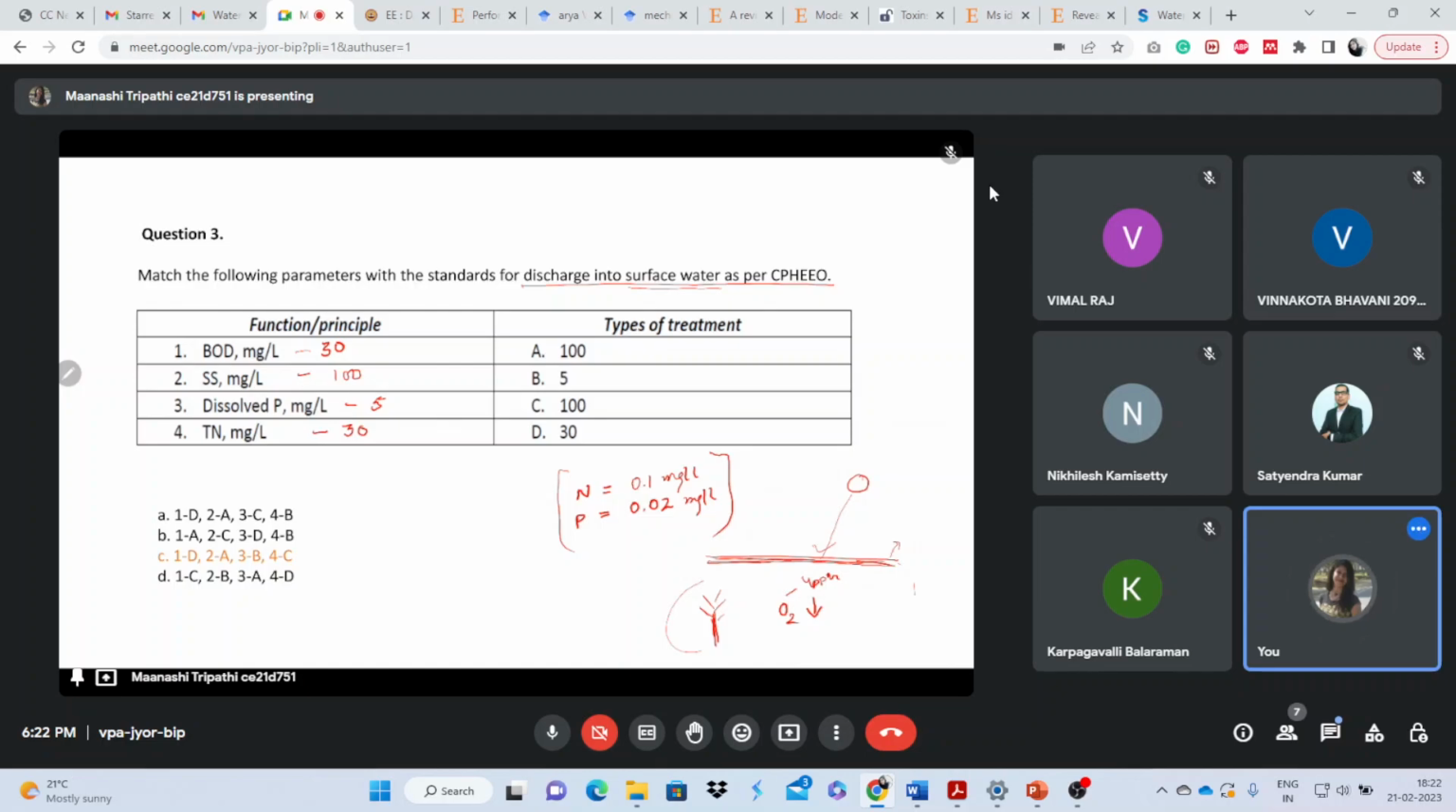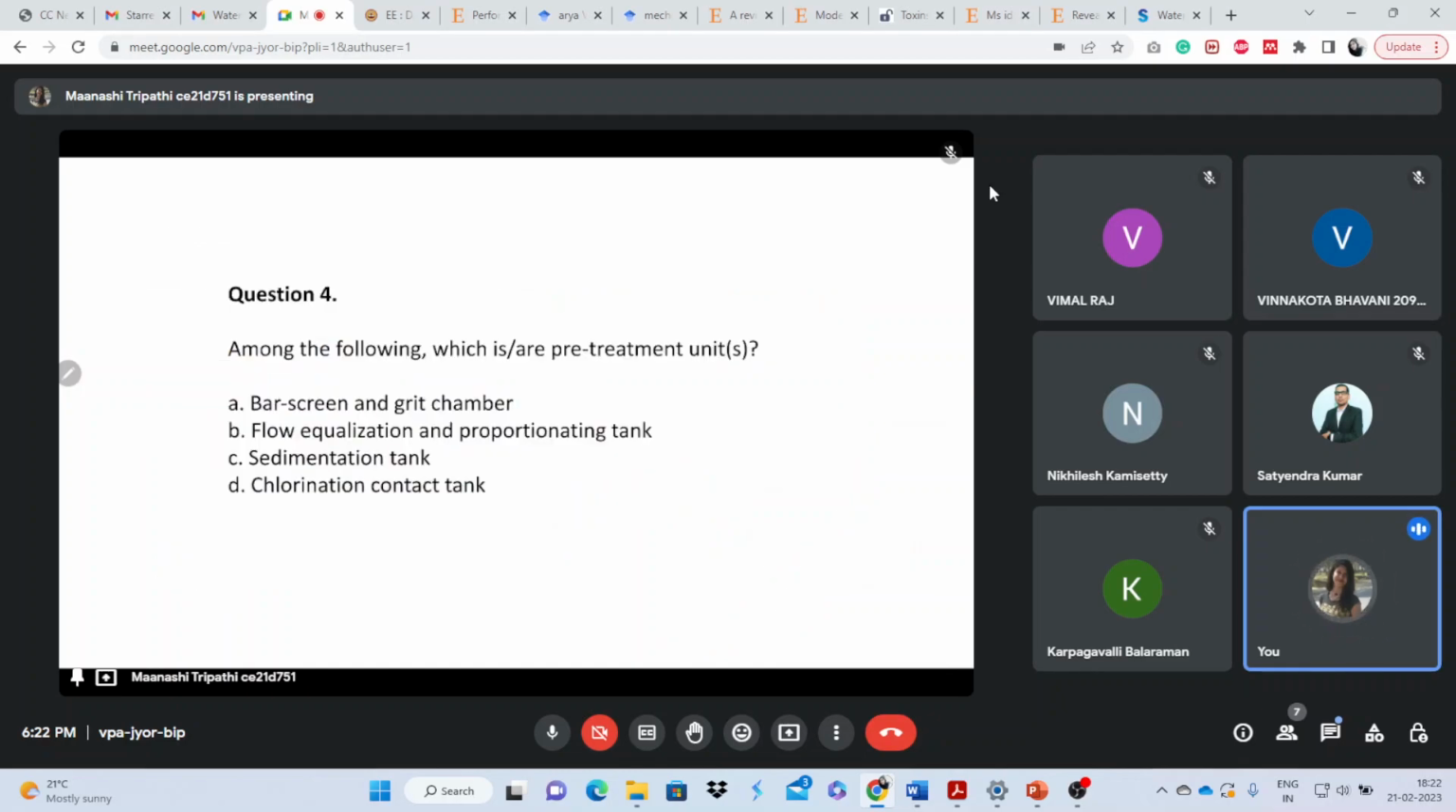Let's move towards the next question. This was just for some extra information. It will be better if you can understand it in a dynamic way.